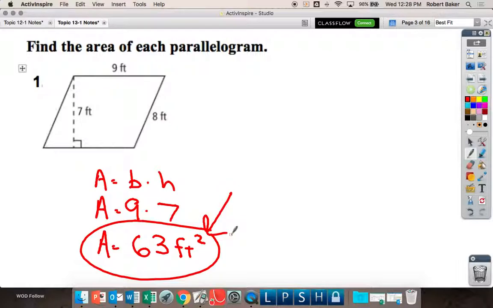Make sure that you have your units. Area is always in square units. If you don't put your units, it's wrong. Really? Really. Because if I say 63, what are you talking about? Unicorns? Puppies? Pieces of candy? Nobody knows. Did you say 63 feet? Is the area 63 feet long? No, because it's feet squared.